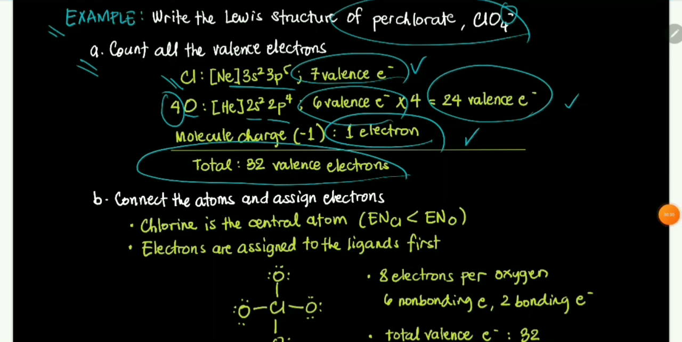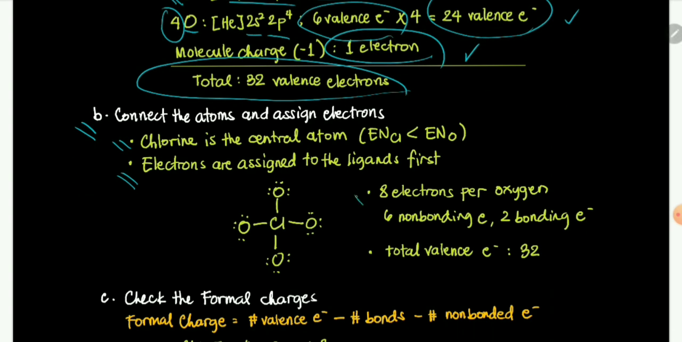Okay? So next, i-connect natin yung mga atoms and mag-assign tayo ng mga electrons sa mga atoms. Okay? So chlorine is the central atom because the electronegativity of chlorine is less than that of oxygen. Electrons are assigned to the ligands first. Okay? So yung mga oxygens muna bago yung chlorine. So 8 electrons per oxygen were assigned. So meron tayong a total of 32 electrons assigned dun sa structure. So since 32 yung total na electrons natin, okay na siya. So this is our preliminary Lewis structure.